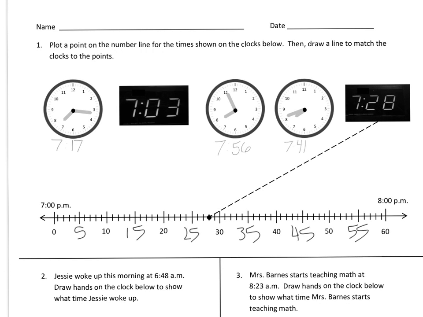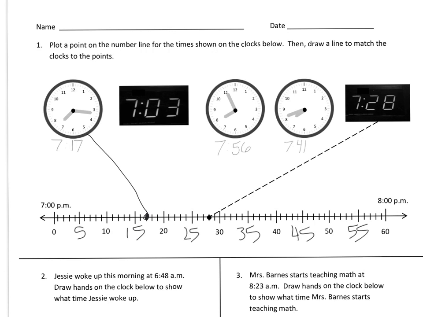All right, so I'm looking for 7:17. So just like how I counted by fives first on my clock, I'm going to count by fives on my number line. 5, 10, 15. So 17 is in between 15 and 20. 15, 16, 17. So I'm going to plot my point at 17, and it gets kind of hard to see, so just try your best. And then I'm going to draw my line.